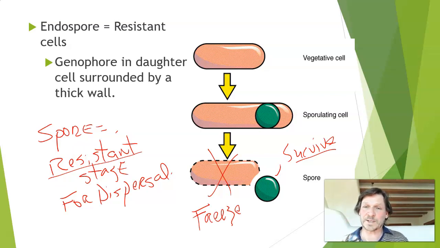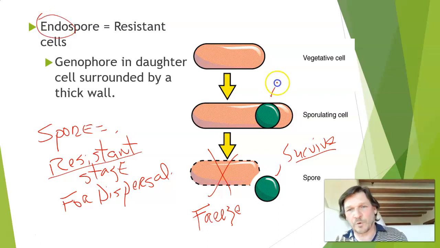They'll make a resistant stage. It's basically inert, inactive until the conditions get beneficial, and then it will start growing again. Okay, and so those are called spores. This one's an endospore because, as you can see, it's forming inside.